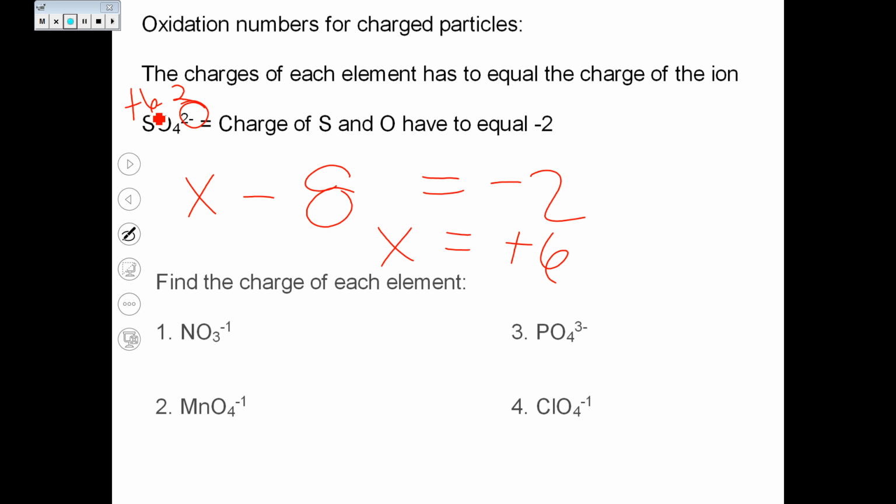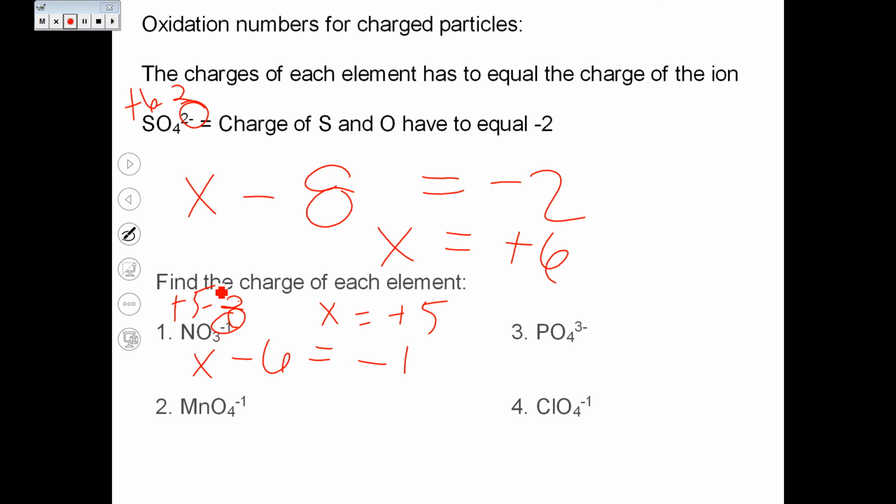Okay, let's take a look at NO3 -1. Oxygen is going to be -2. Nitrogen we don't know, so we're going to call it X. 3 oxygens that contribute a -2 charge will be -6. And here, because there is a charge on the ion, it has to add up to that charge. Therefore, X equals +5. So nitrogen's oxidation number is +5.